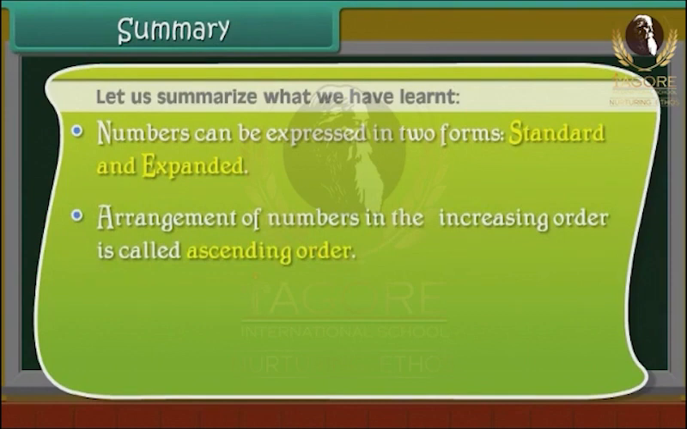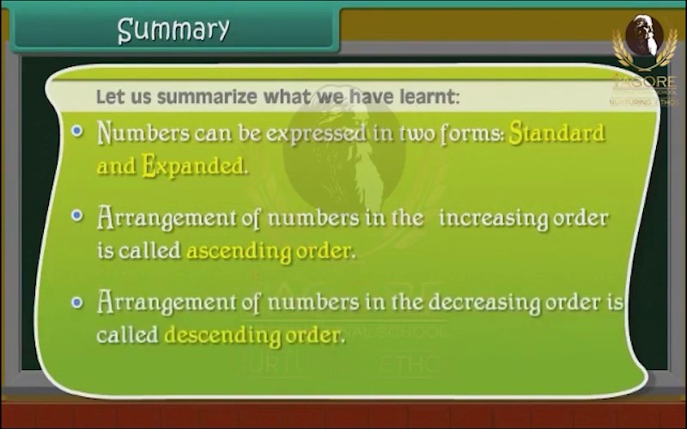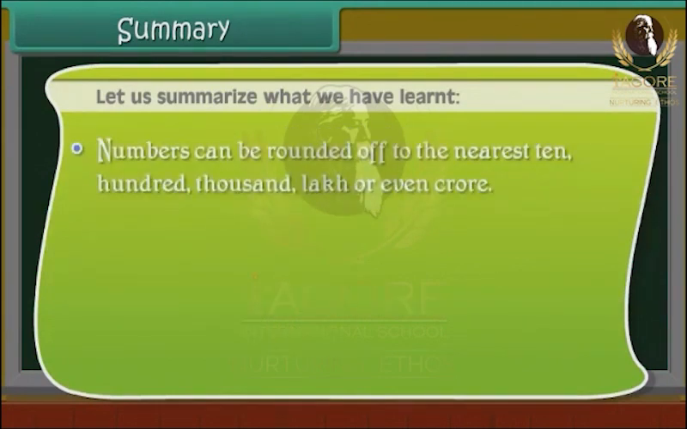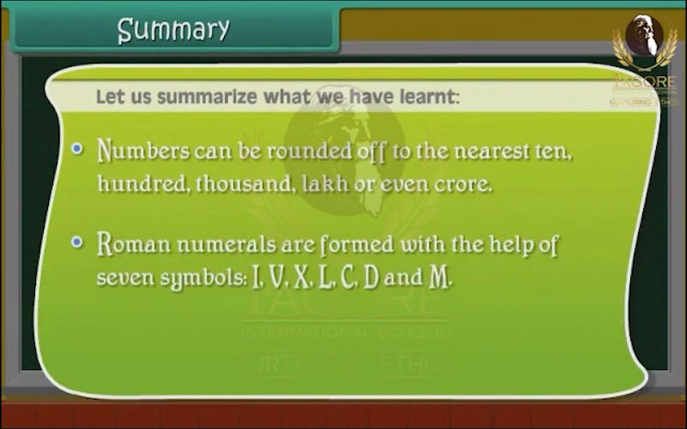Arrangement of numbers in the increasing order is called ascending order. Arrangement of numbers in the decreasing order is called descending order. Numbers can be rounded off to the nearest 10, 100, 1000, lakh, or even crore. Roman numerals are formed with the help of seven symbols: I, V, X, L, C, D, and M.